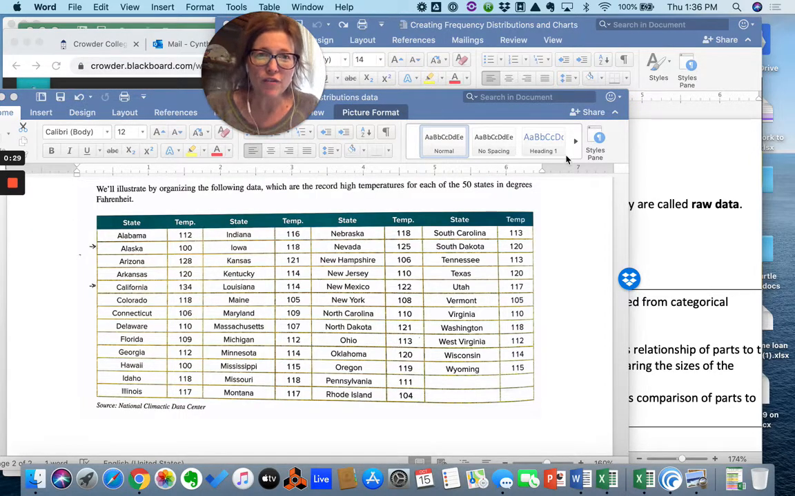So for the example I'd like to look at here, this is from your text, page 316. This is the record high temperature in each state. If we were to treat this like categorical data, we would count all of the ones that said 112. And that would be one category, and we put how many of those there are. How many of them are 100? We count all the 100s. That's going to be kind of ridiculous.